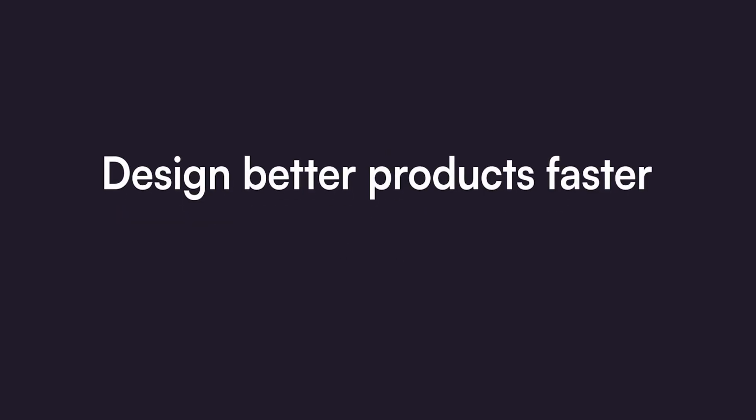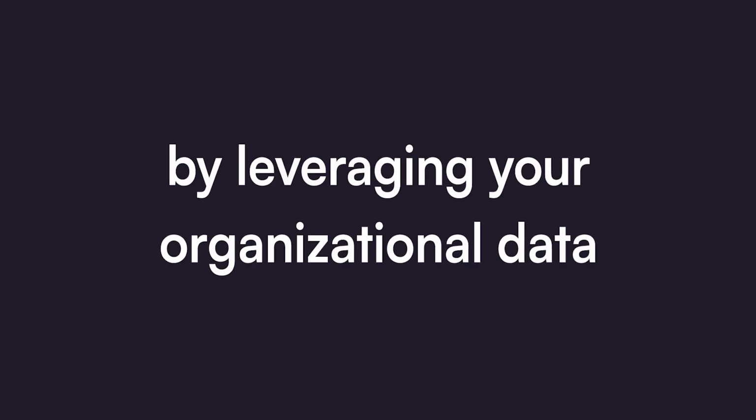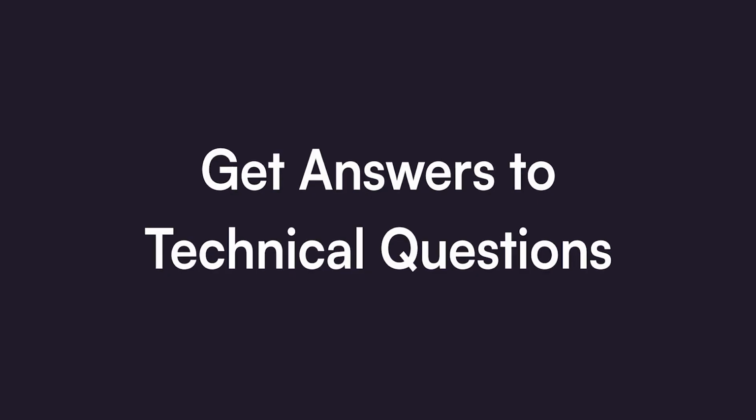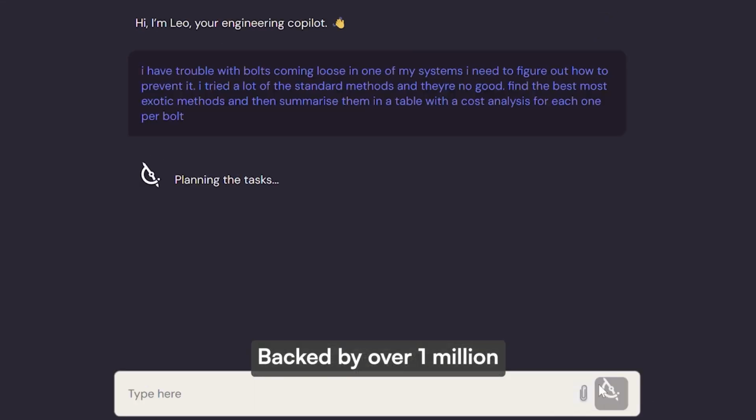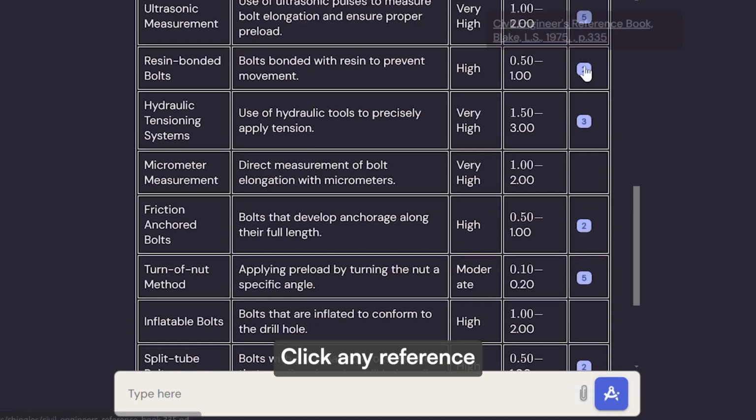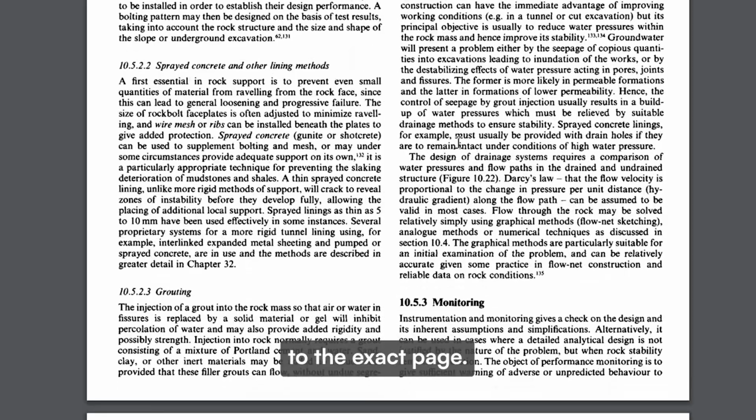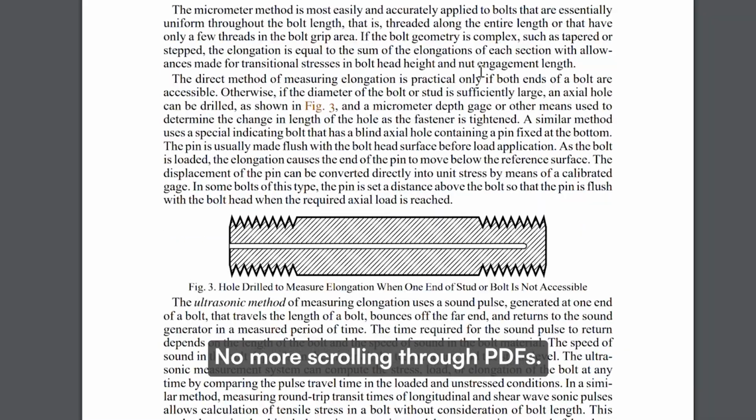Design better products faster, with confidence, by leveraging your organizational data with trusted industry knowledge. Get answers to technical questions backed by over 1 million trusted engineering sources. Click any reference and Leo takes you straight to the exact page. No more scrolling through PDFs.